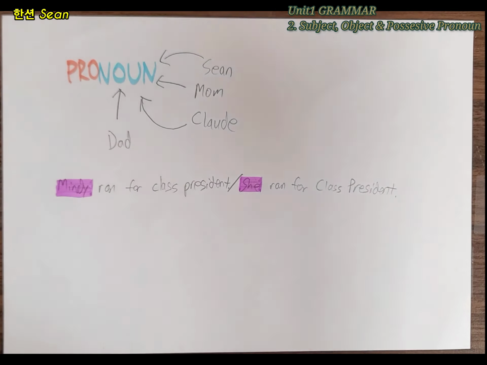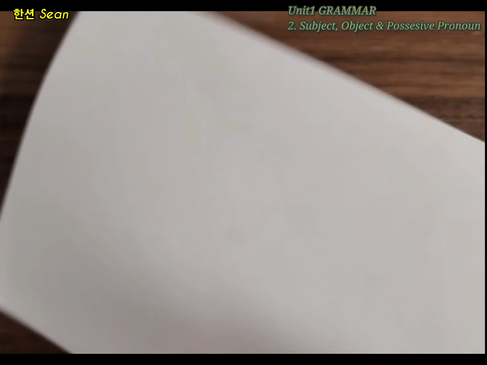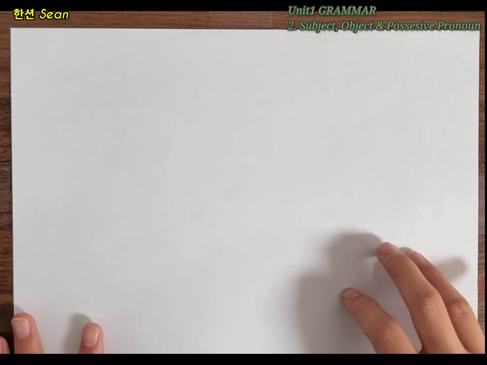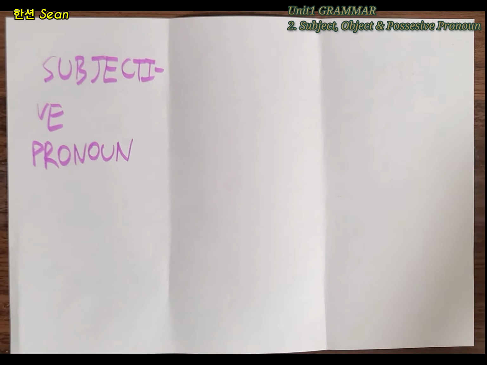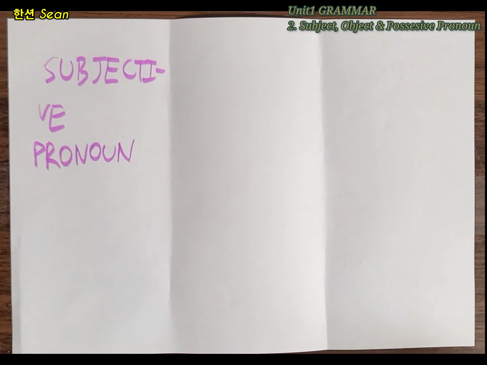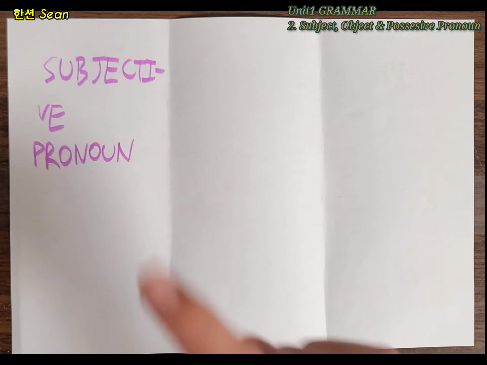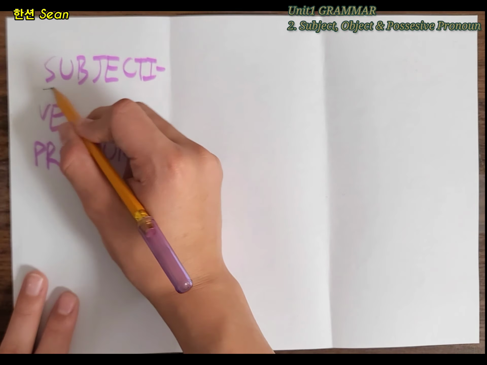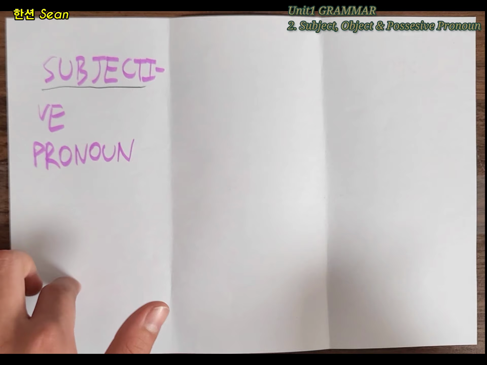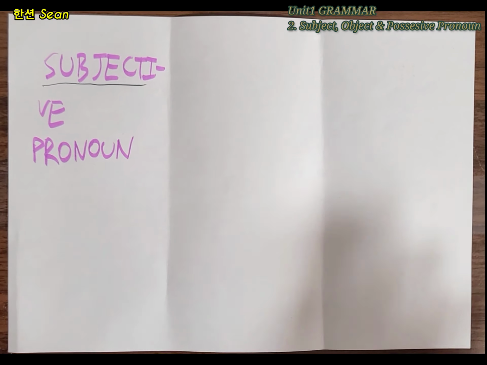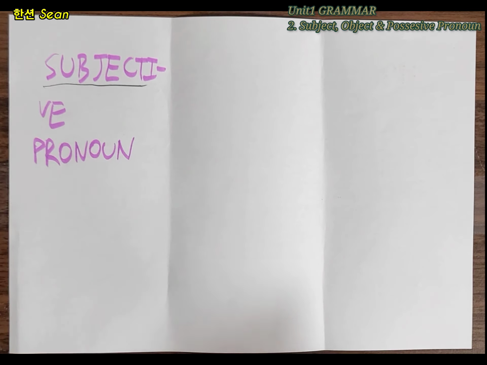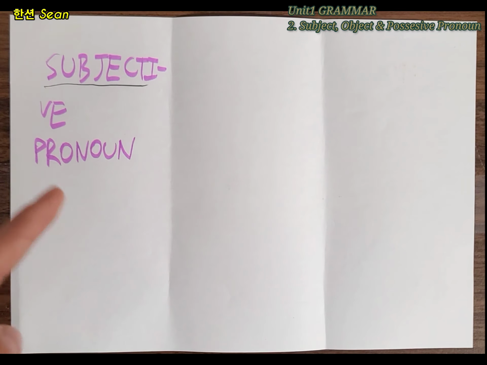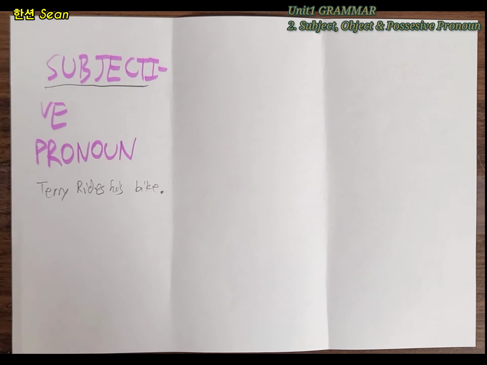Now, we're going to split this video into 3 parts. We're going to start by talking about the subjective pronoun. Subjective pronoun is what it literally sounds like. It's a pronoun that takes the place of the subject, hence the word subjective, of a sentence. Now, the subject of a sentence is the thing that does something in that sentence.